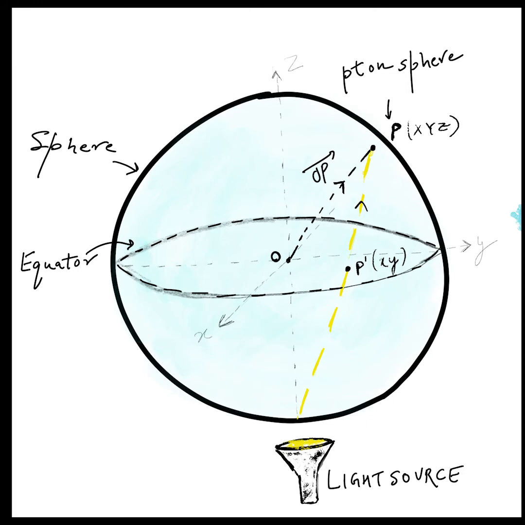This light ray intersects the equator at the point P prime given by x and y point. Now this P prime is the two-dimensional location of the three-dimensional OP vector. This way you can find the location of every vector in the z-positive hemisphere on this equator. This equator would then be called a stereographic projection.